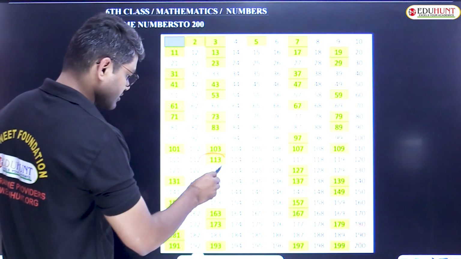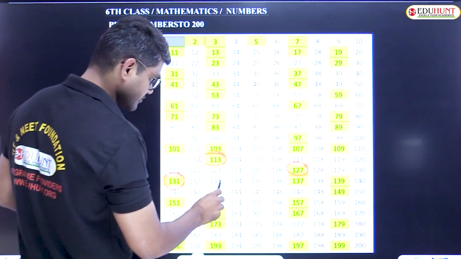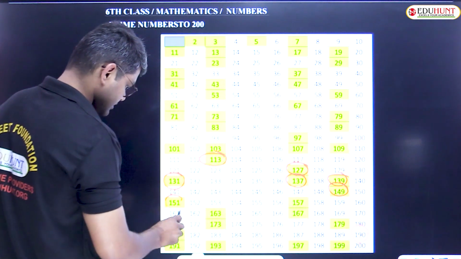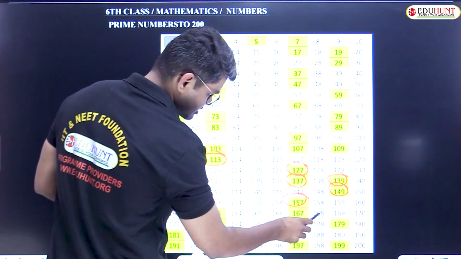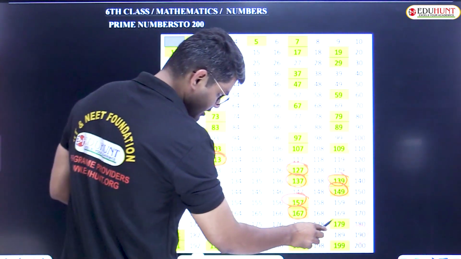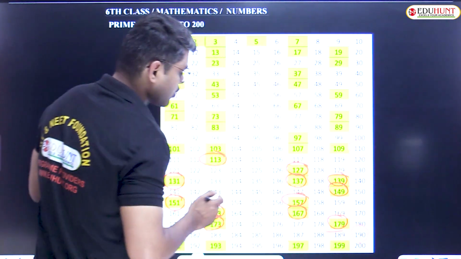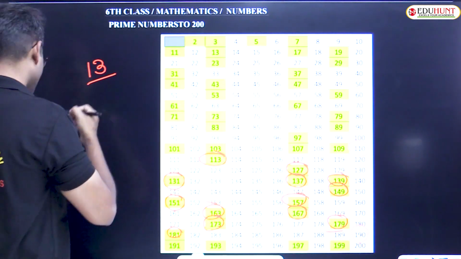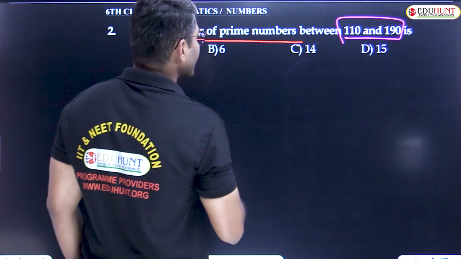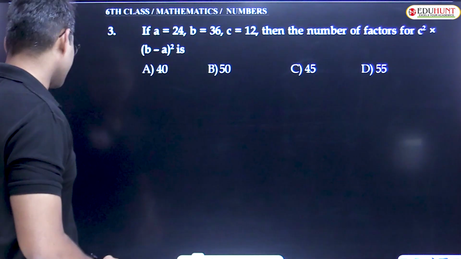Let's check. 1, 2, 3, 4, 5, 6, 7, 8, 9, 10, 11, 12, 13. Yes, only 13 numbers we got. Okay, right. So the prime numbers between 110 and 190 are 13. Okay, let's move on to the next one.